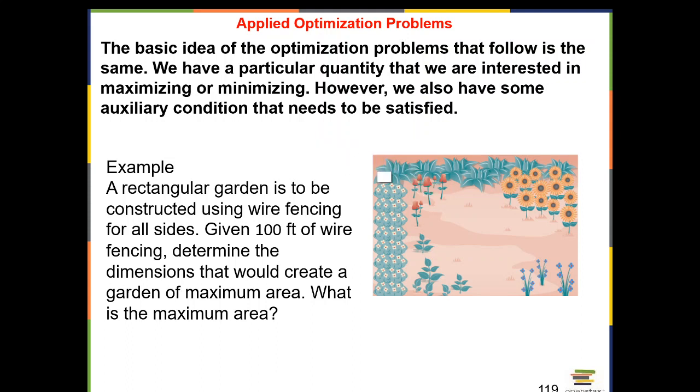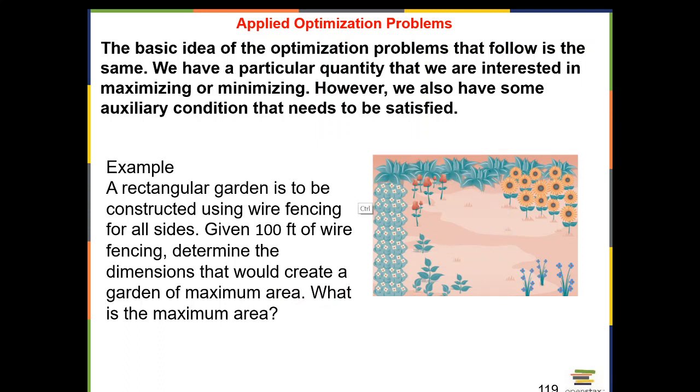So this is an example that says a rectangular garden is to be constructed using wire fencing for all sides. So all of these sides have to be wire fenced. Given 100 feet of wire fencing, determine the dimensions that would create a garden of maximum area. What is the maximum area?